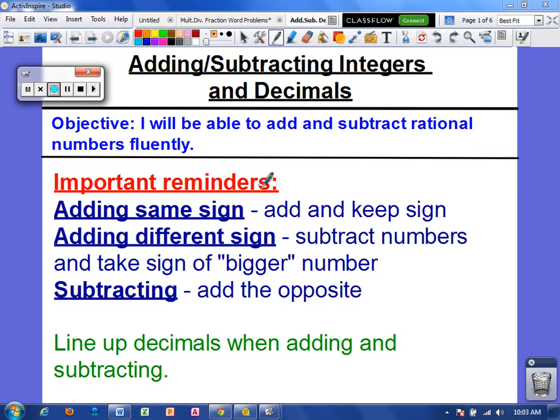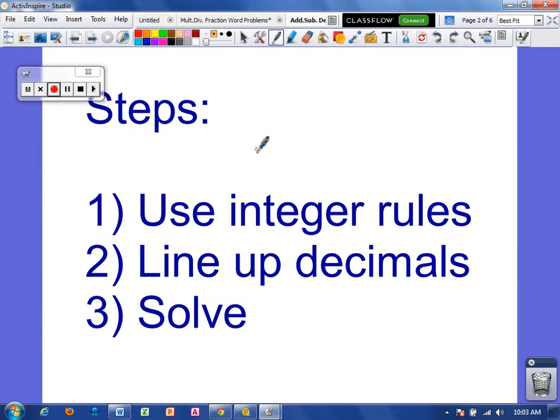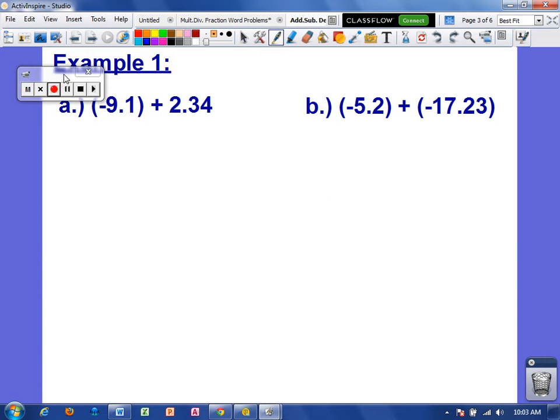Also, anytime we add or subtract with decimals, we want to make sure we line up the decimals before we actually do any solving. So let's look at our steps. The first thing we want to do is figure out what integer rules we need to follow so we can set up the problem. Then we want to line up our decimals, and then we'll simply solve. Alright, so let's look at some addition examples.